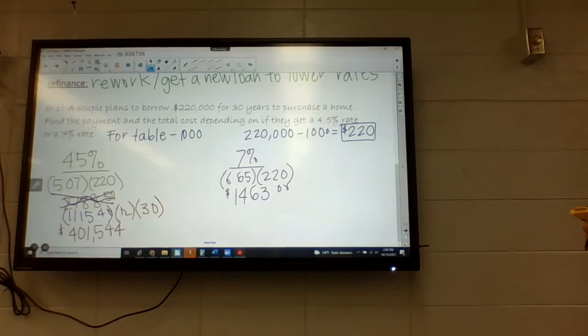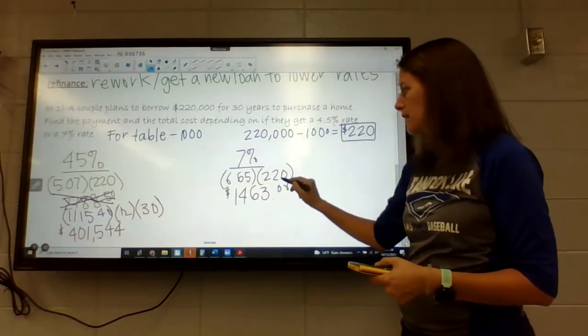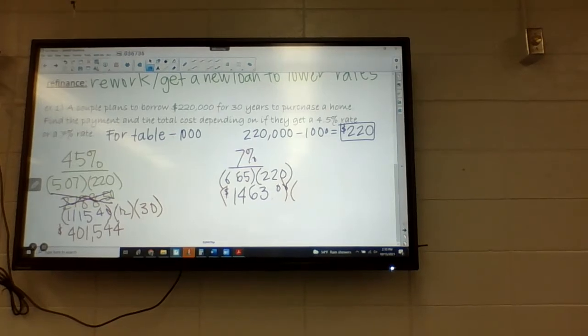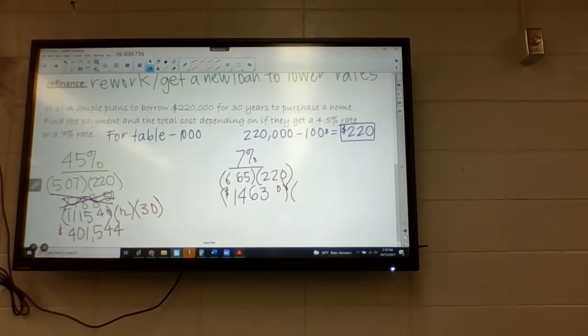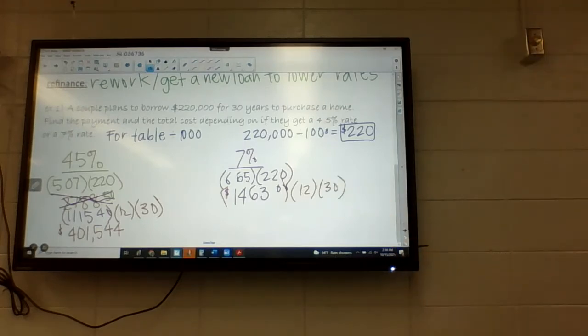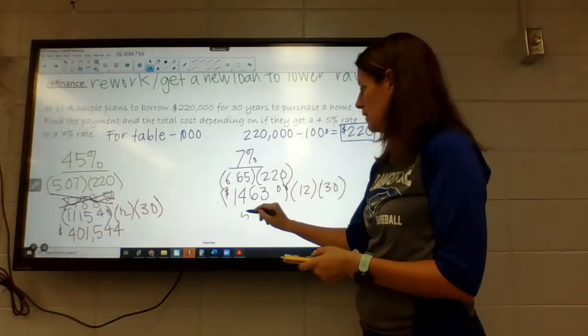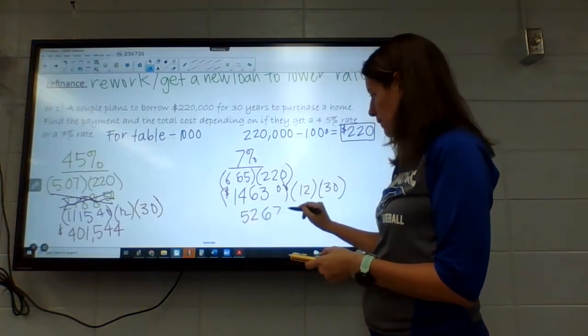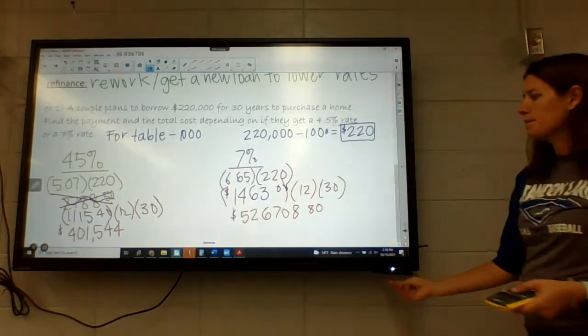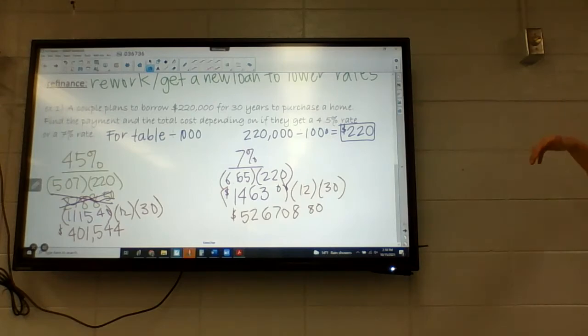Same for the 2 houses. But for this one, when I do the same thing, this one ends up being over $100,000 more than that. So over the course of 30 years, that's a lot of money.